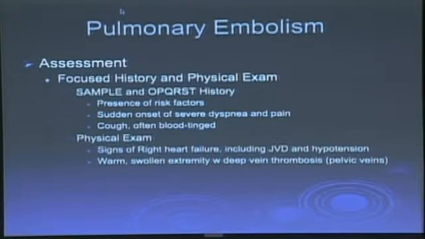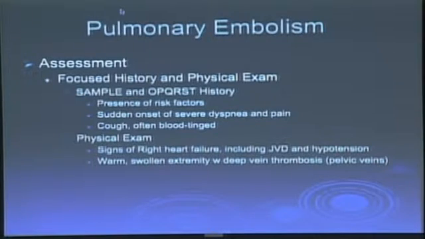So focus history, you've got symptoms, then you focus on what are the possible risk factors to this patient. Sudden onset of dyspnea and pain, cough, often blood tinged. Now, they have signs of right heart failure often. If this is significant pulmonary embolus, they will have acute cor pulmonale. Now, this is different than the chronic one.